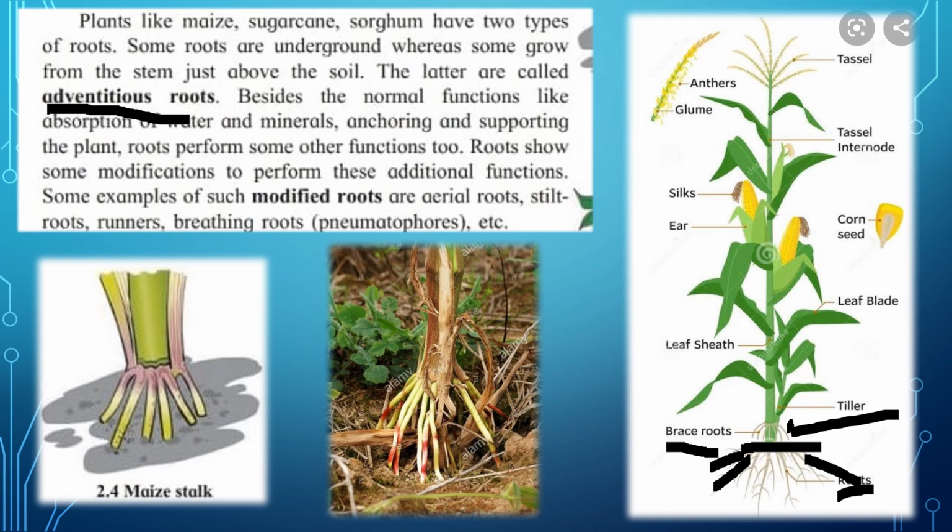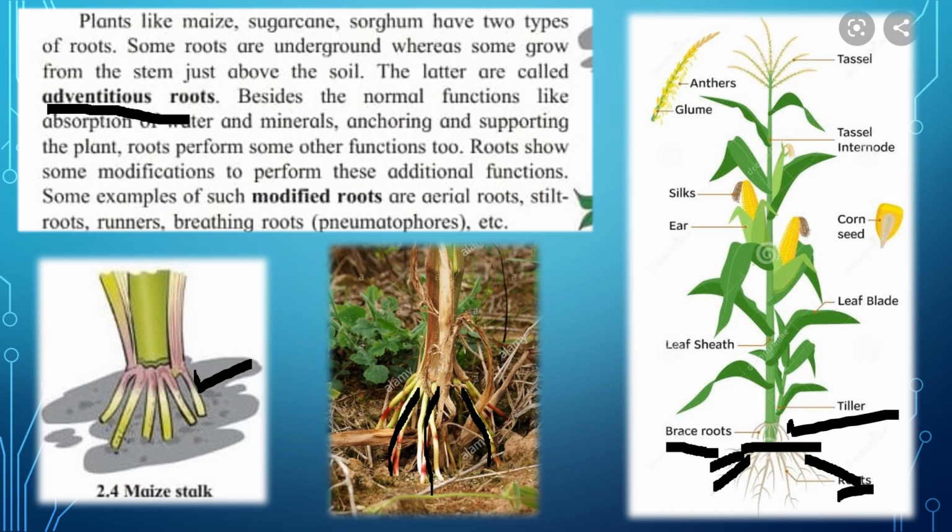Now, adventitious roots: maize, sugarcane, bajra, jowar have this second type of roots, called adventitious roots. Here we can see adventitious roots, which grow from the stem and grow above the soil. Otherwise, we see the underground part of the plant is called roots.